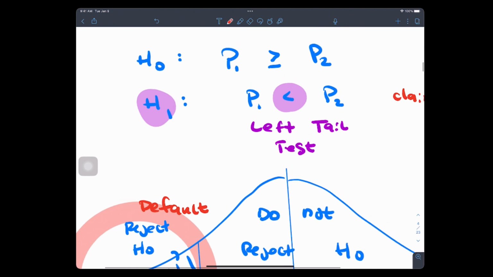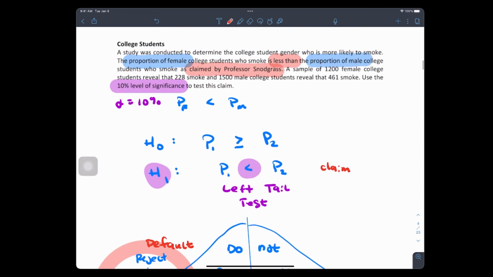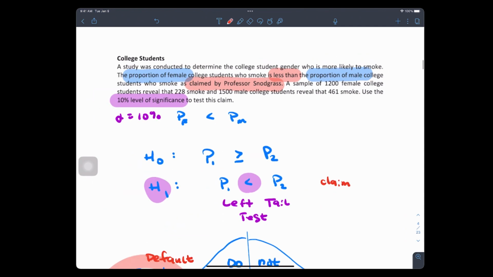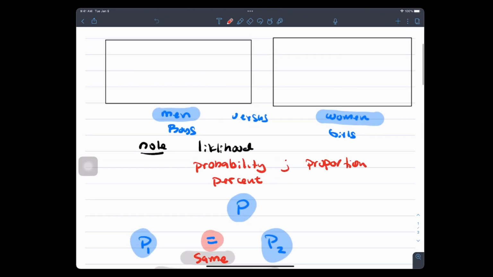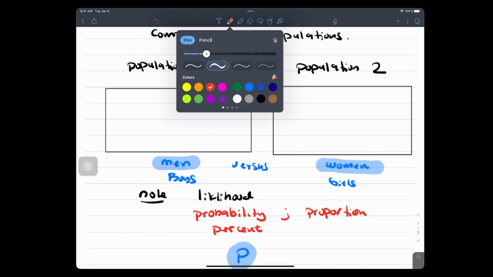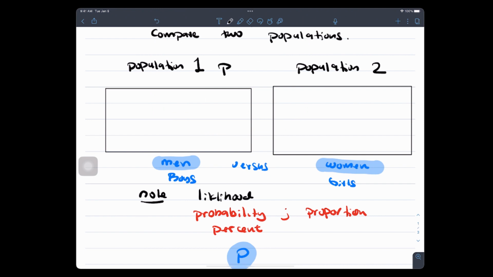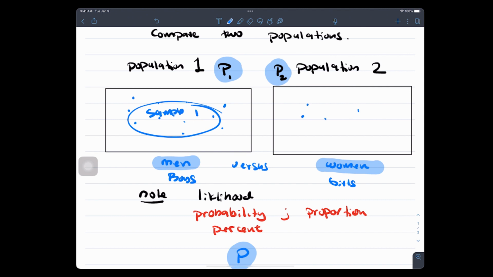All right. Now what do we do? We're going to have two samples. I didn't say that to you earlier, but if I go back to the notes, remember this? Two population parameter values. You're going to have a P1 versus a P2. You're going to have to take a sample. There's going to be two samples. You got sample 1, and then you have sample number 2.